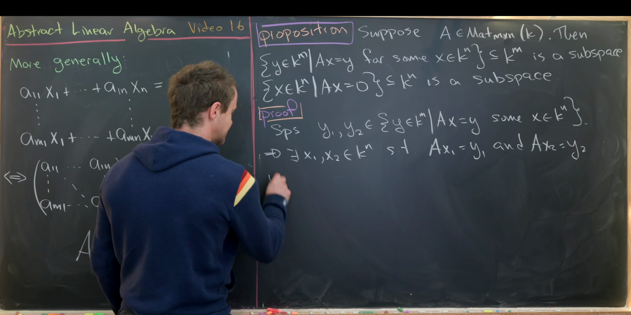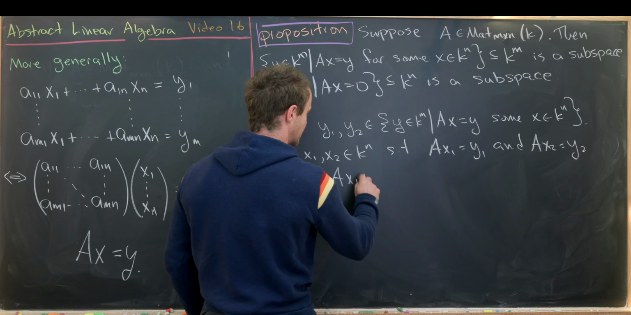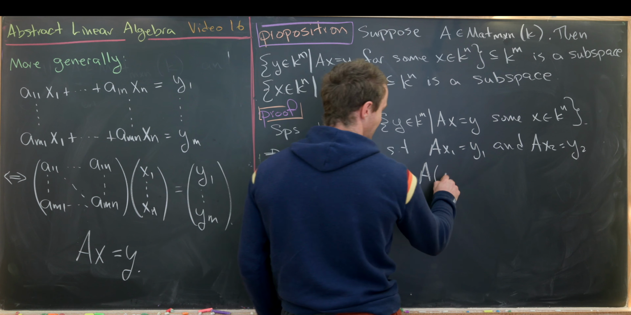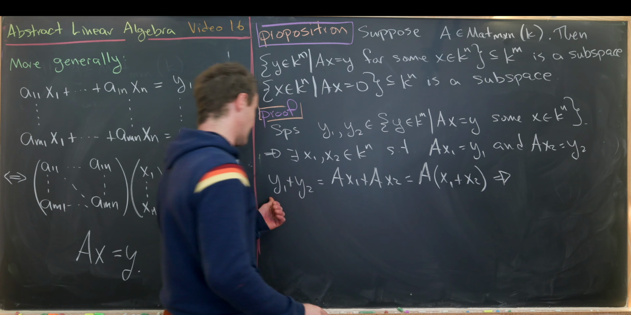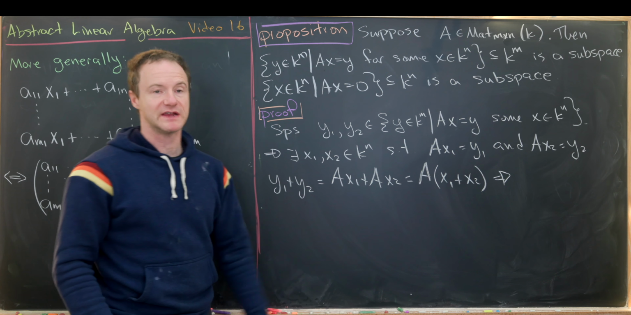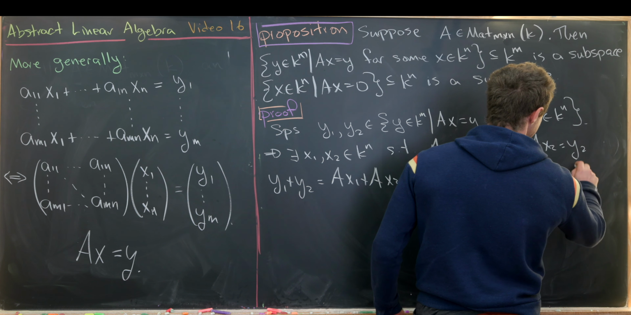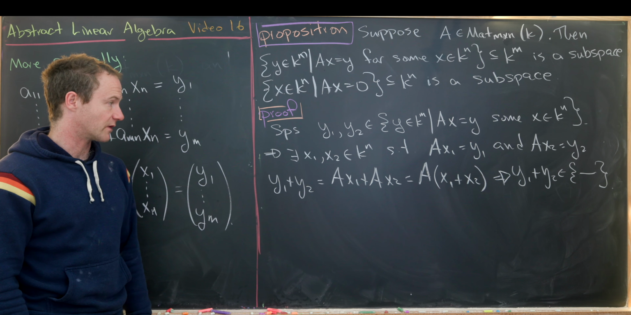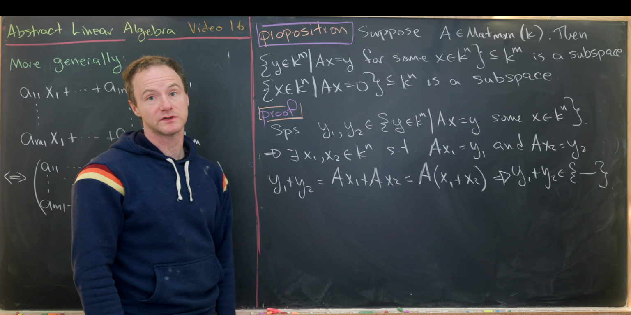But now we can see that y1 plus y2 is equal to Ax1 plus Ax2. But then using that distributive rule, we have A(x1 plus x2). But the fact that we have y1 plus y2 is equal to a multiple of the matrix A, that tells us that y1 plus y2 is indeed in that set, which I won't rewrite. Okay, great. So I'll let you guys check the scalar multiple rule.